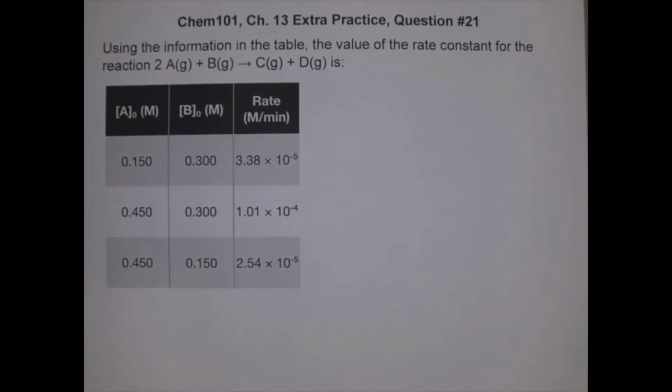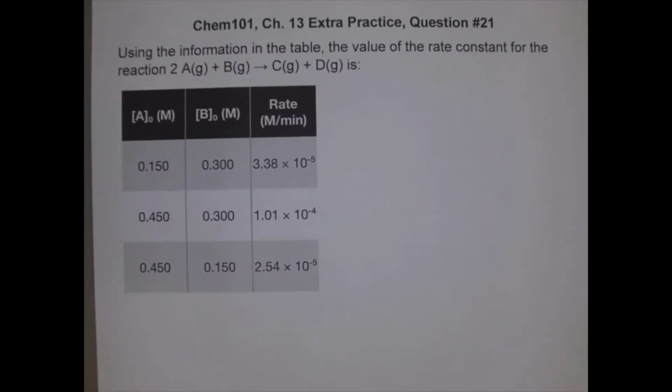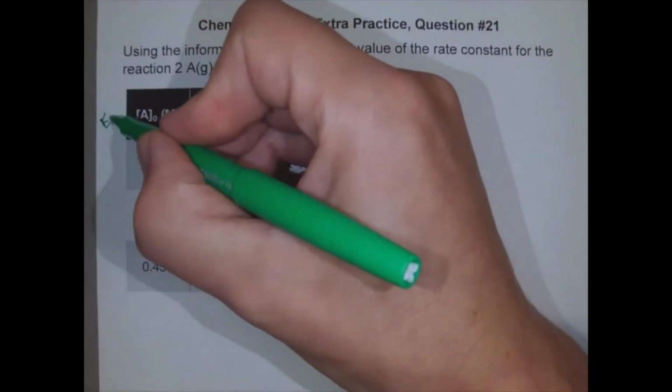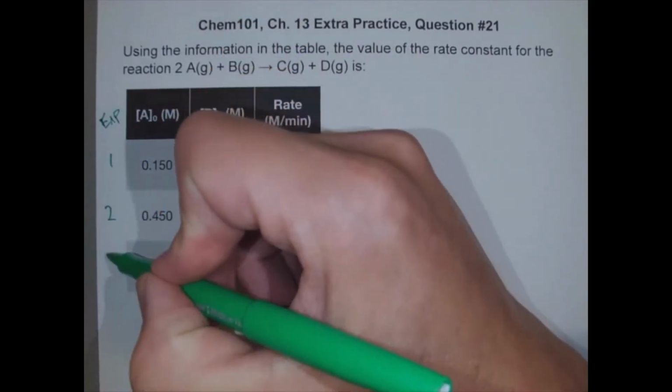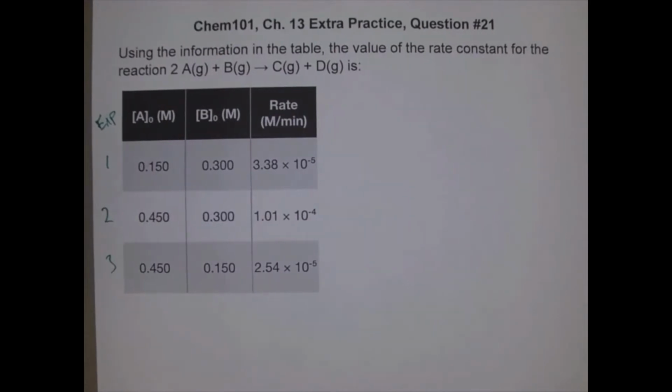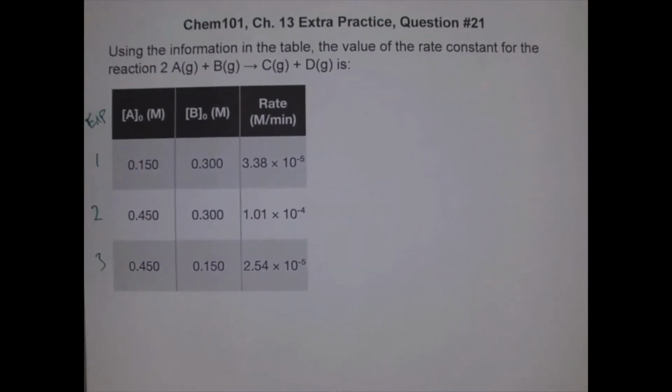And it's not real explicit in this table, but what we've got here is a comparison of 3 different experiments. So these are experiments 1, 2, and 3. Okay? Now I'm going to show you a couple different ways to approach this. The analytical approach and then just the more formulaic calculational approach.